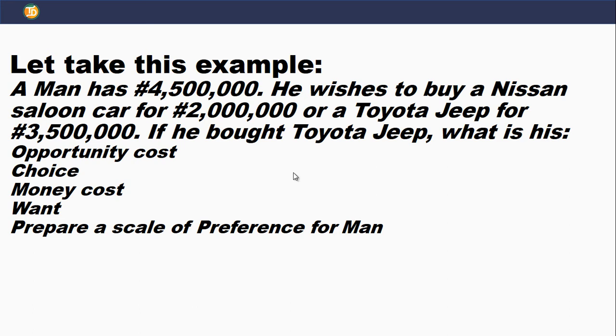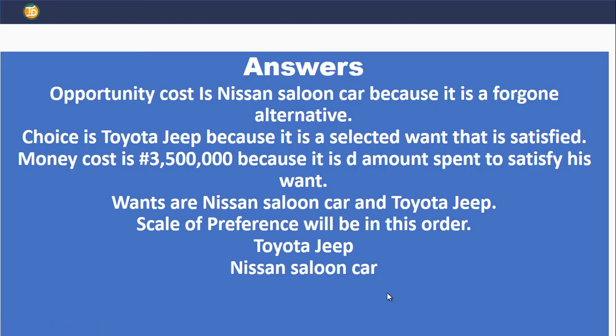Now let's look at the solution. Number one, opportunity cost is Nissan saloon car because it is a foregone alternative, which means since the man has decided to buy Jeep, the opportunity cost is the Nissan saloon car, which means the man has to forego Nissan saloon car so as to be able to buy the Toyota Jeep.